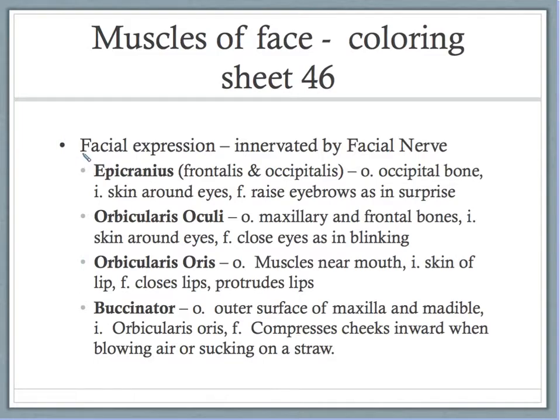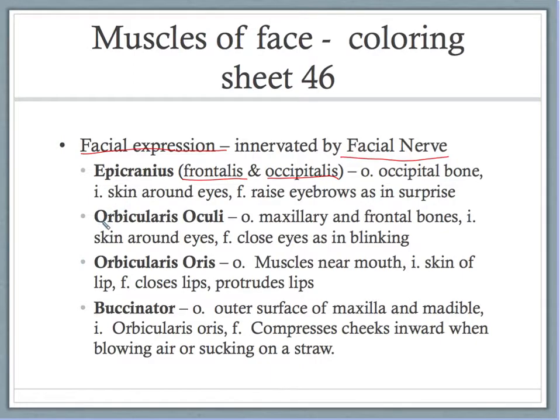So these are facial expression muscles, innervated by your facial nerve, which we'll talk more about at the end of the year. But you have your epicranius, which is made of two muscles, your frontalis and your occipitalis, which connect and combine to do the same thing. They both originate at your occipital bone, and they insert at the skin around your eyes. So when this contracts, it pulls towards your occipital bone, which means your eyebrows are going to raise up. So when you're surprised, your eyebrows go up. This is your epicranius functioning.